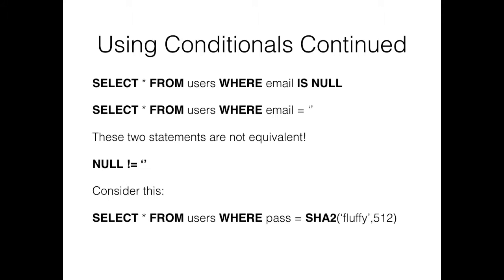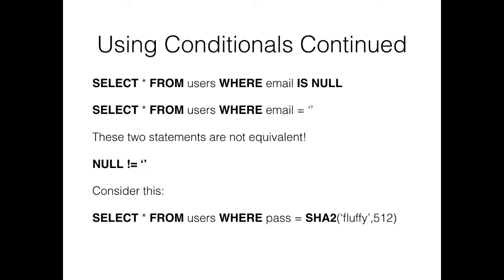Using conditionals continued. Select all columns, that's the asterisk, from users where email is null. Where there's no email. Got it? Select star from users where email equals blank, a blank string, not null. These two statements are not equivalent. Null is not equal to an empty string.